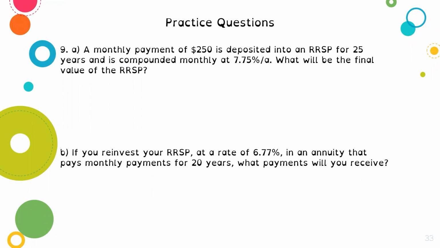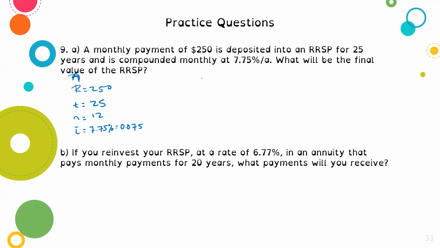All right, so question 9: a monthly payment of $250 is deposited into an RSP for 25 years and is compounded monthly at 7.75% annually. What is the final value of the RSP? So the monthly payment is R, which is 250. The time is 25 years. Our N is compounded monthly, which is 12, and our I is 7.75%, which is 0.0775. And we're looking for our final value, so we're looking for our A.